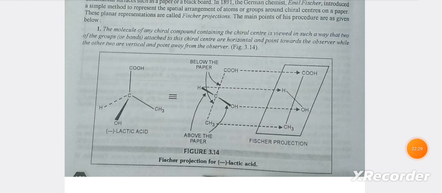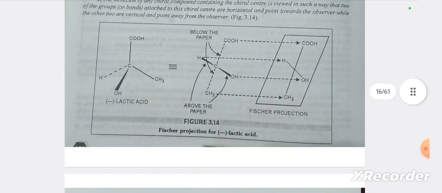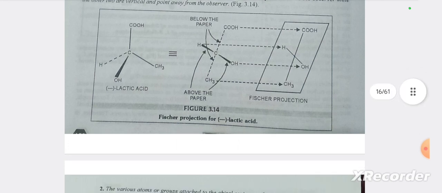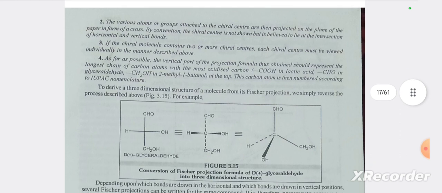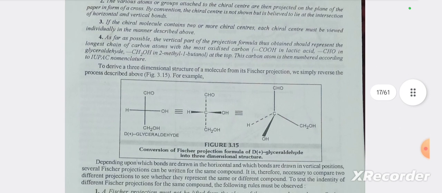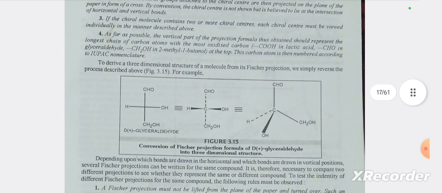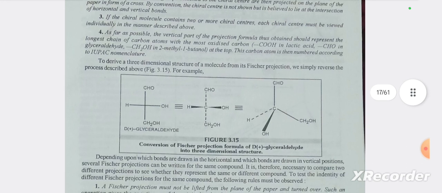The molecule of any chiral compound containing a chiral center is viewed in such a way that two of the groups attached to its chiral center are horizontal and point towards the observer, while the other two are vertical and point away from the observer. The various atoms or groups attached to the chiral center are then projected on the plane of paper in the form of a cross. By convention, the chiral center is not shown, but it is believed to lie at the center of intersection of the horizontal and vertical bonds.